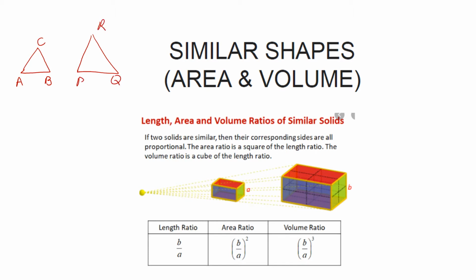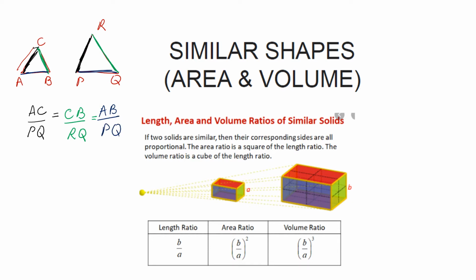So we can say that this side AC is similar to PR. So the ratio of side AC over side PR is equal to the ratio of the side CB over RQ, and that is equal to the ratio of the sides AB over PQ. So this is the way we find it out.